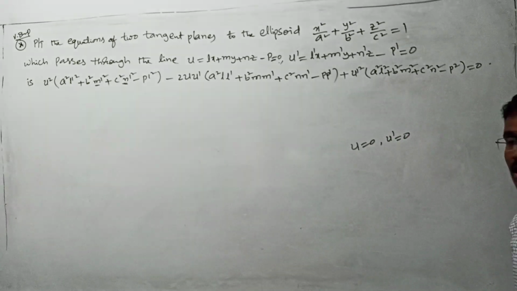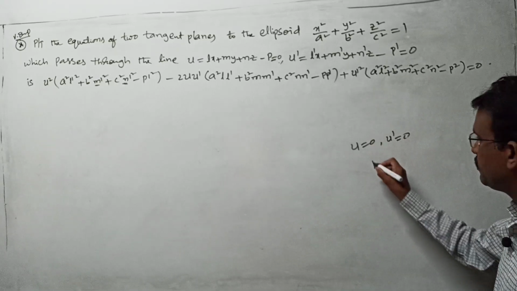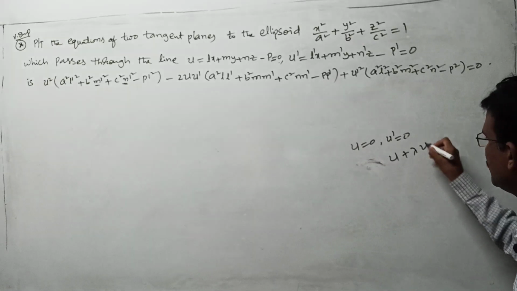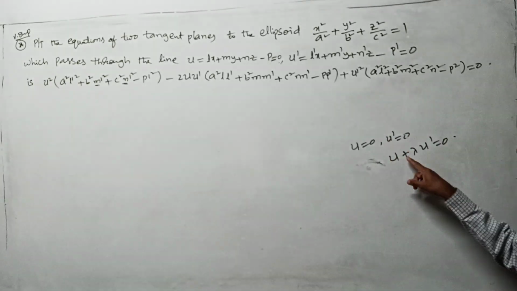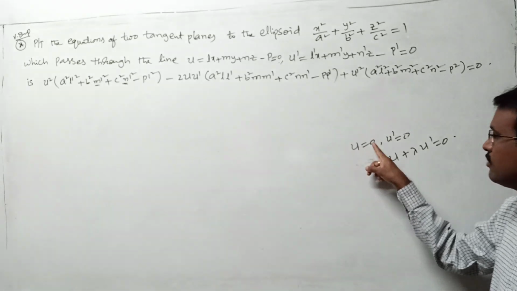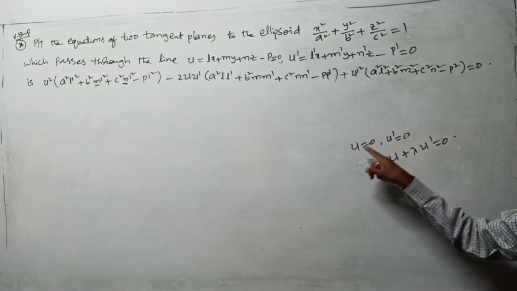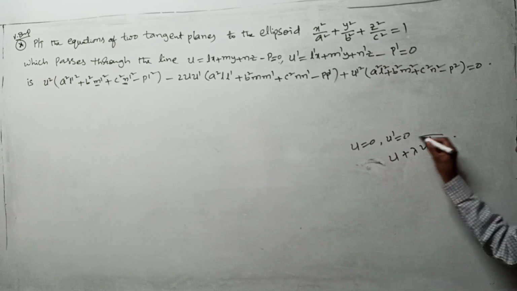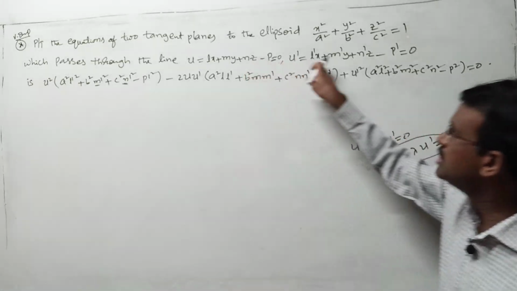Now, what is the plane that passes through the intersection of these two planes, or through this line? It is the p plus lambda q condition. P means what here? u plus lambda u dash equal to 0. In the planes I gave this condition. The equation of a plane which passes through the intersection of two planes p equal to 0, q equal to 0 is what? p plus lambda q equal to 0. Here instead of p we have notation u, instead of q we have notation u dash. This is the plane which passes through this line.